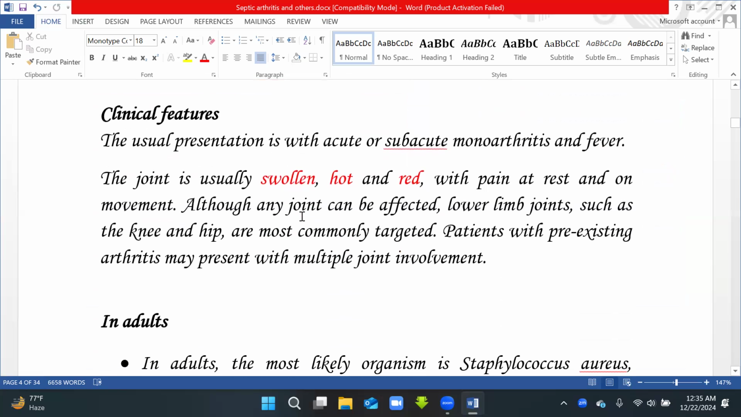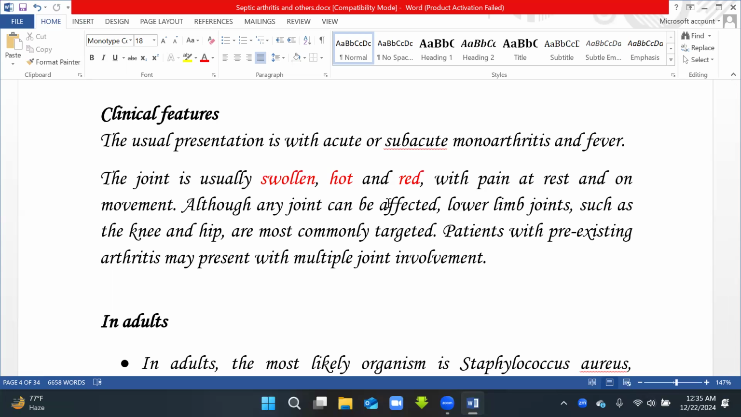Let's look at the clinical features. The usual presentation is with acute or sometimes subacute monoarthritis. That is one joint being affected at a time and with fever because it's of bacterial origin. The joint is usually swollen, like you saw earlier, hot and reddened, with pain even at rest. Unlike in OA, osteoarthritis, where when you are resting, the pain reduces. Here, even while the person is resting and on movement, there's constant pain.